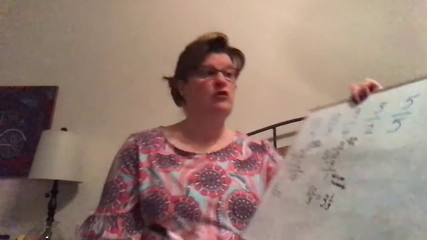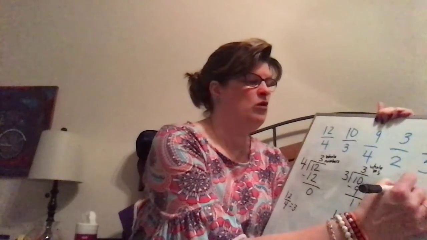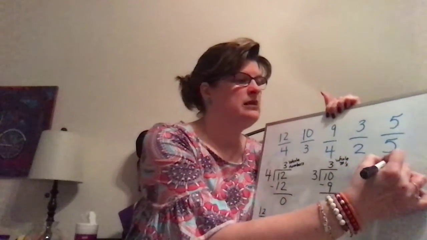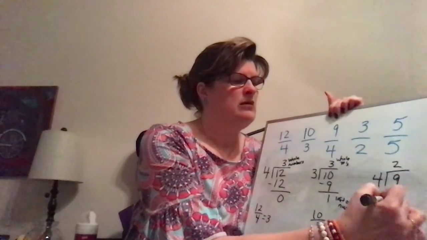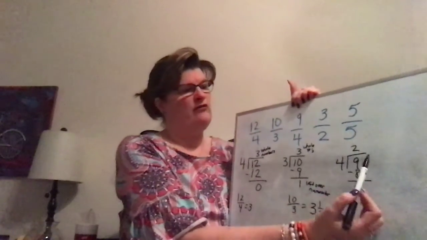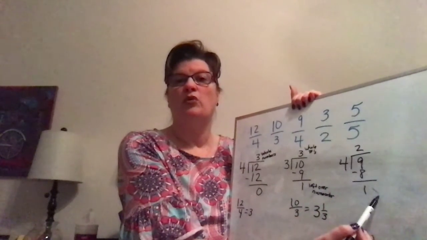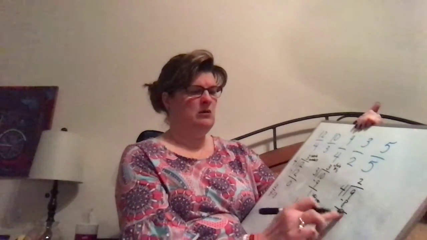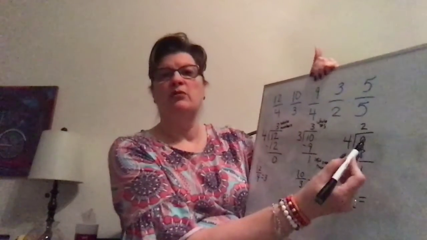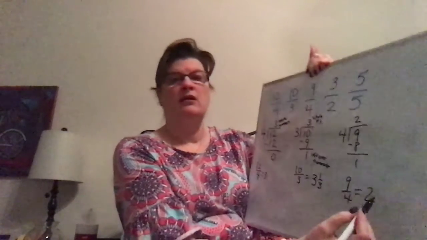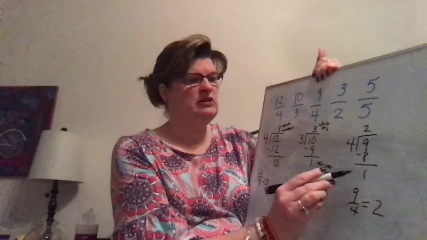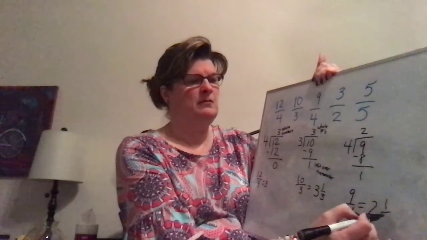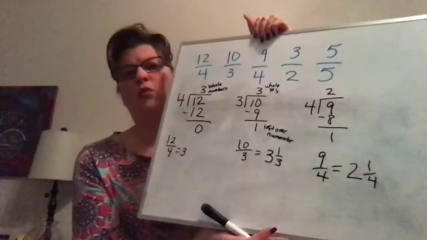Now let's do 9 over 4. I'll divide 4 into 9. We know that goes 2 times. 9 minus 8 is 1. So I have 2 whole numbers with 1 remainder. So I would write 9 over 4 as the 2 whole numbers. My leftover is 1. You see the 1 right there? And this is what I put for the denominator. 2 1/4.